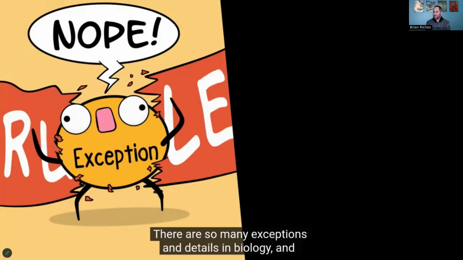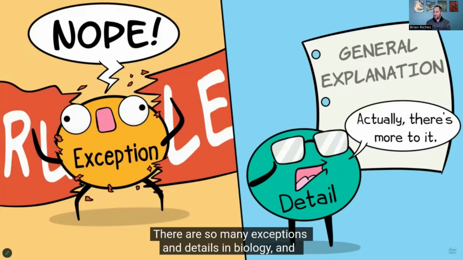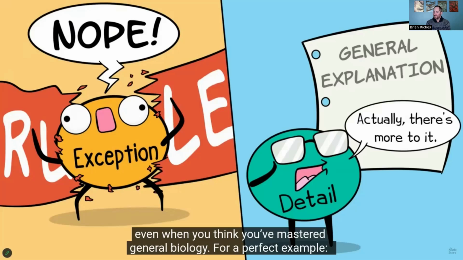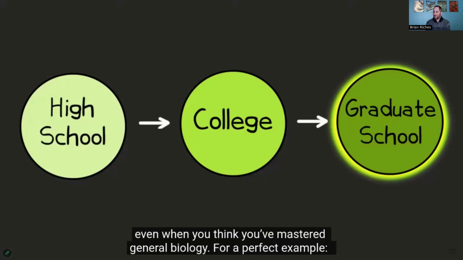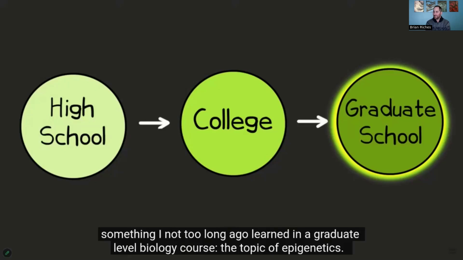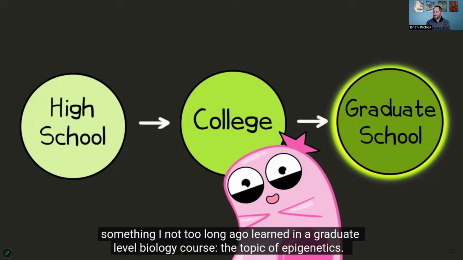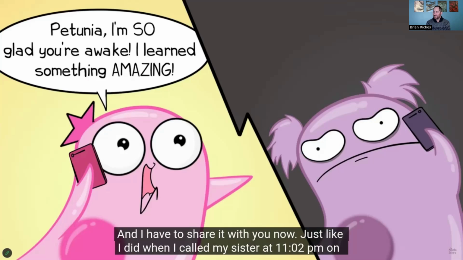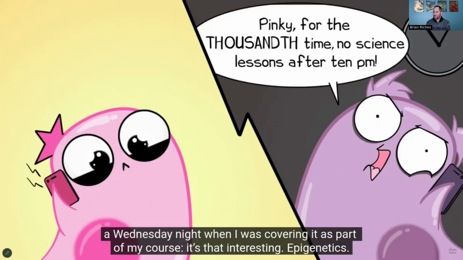There are so many exceptions and details in biology, and they are fascinating to discover. They are still there waiting for you to explore them, even when you think you've mastered general biology. For a perfect example, something I not too long ago learned in a graduate level biology course, the topic of epigenetics. And I have to share it with you now, just like I did when I called my sister at 11:02 p.m. on a Wednesday night when I was covering it as part of my course.